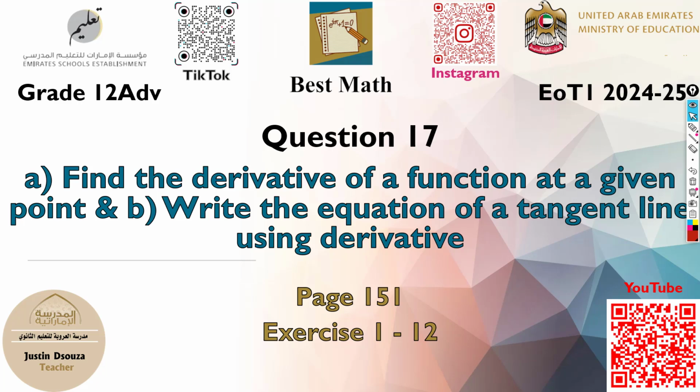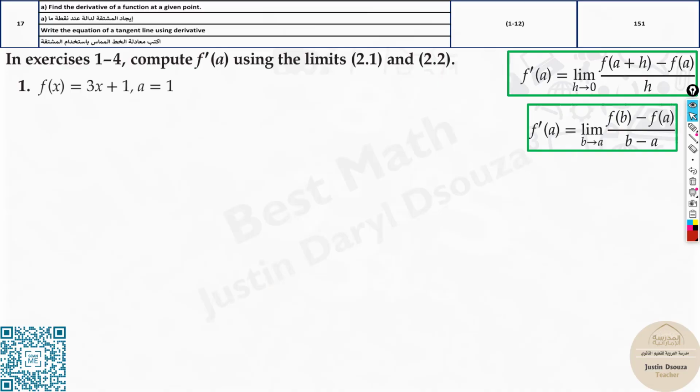In this video, we will solve question 17, which is to find derivatives using limits. You can see here, they have asked you to find the derivative using limits. These are the two formulas, 2.1 and 2.2, which are shown over here. F dash of a using limits. They're not the same. Now, this one is a limit formula.